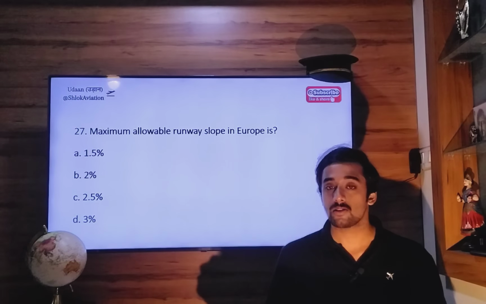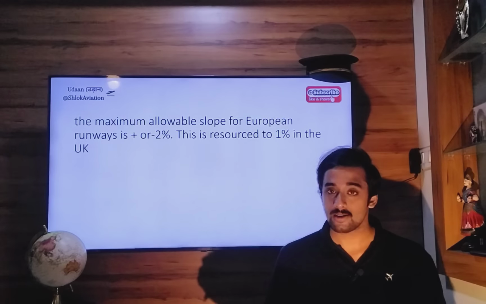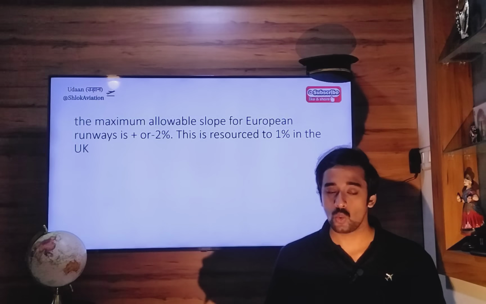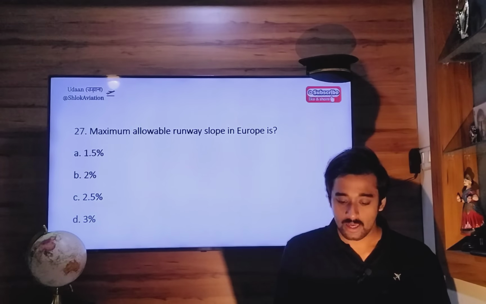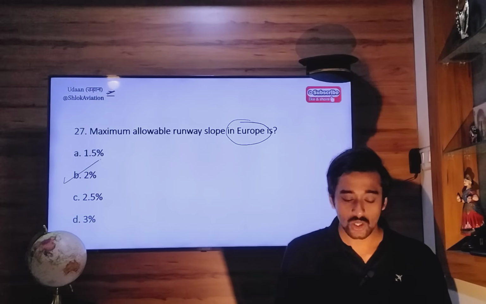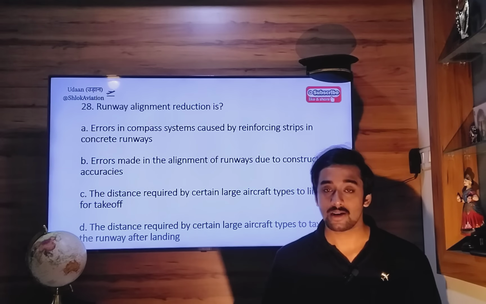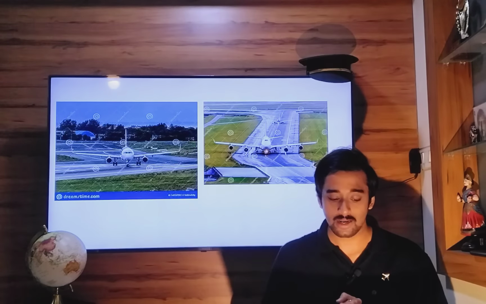Maximum allowable runway slope in Europe is, so for European runways it is plus or minus 2%. This is reduced to 1% in the United Kingdom. So in Europe it is plus or minus 2%. Next, runway alignment reduction. What is the runway alignment procedure? So runway alignment reduction.